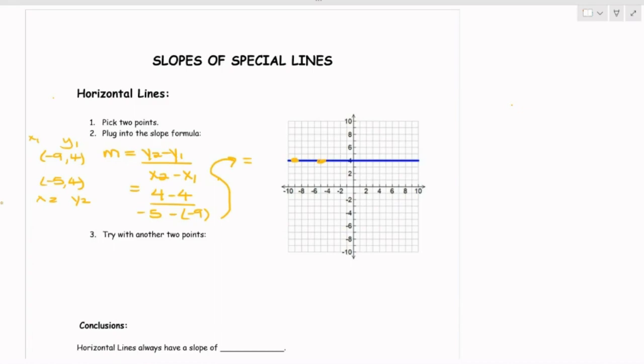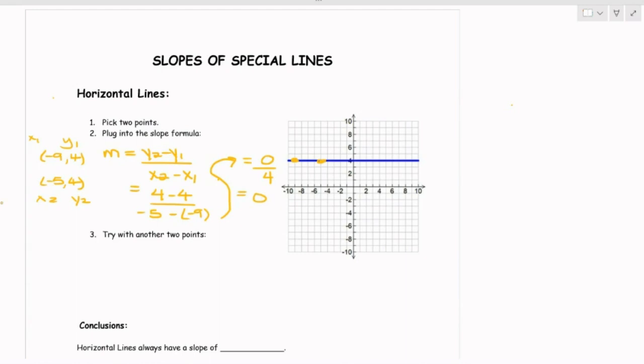So 4 take away 4 is 0. And -5 take away -9 is really -5 plus 9. So we're going to get 4. And 0 divided by 4 is just 0. So we are calculating a slope of 0. Well, let's try with another 2 points.